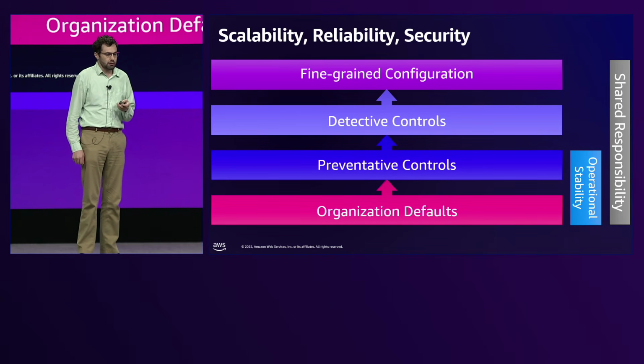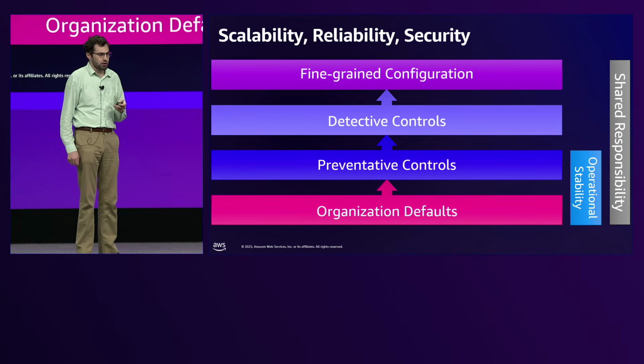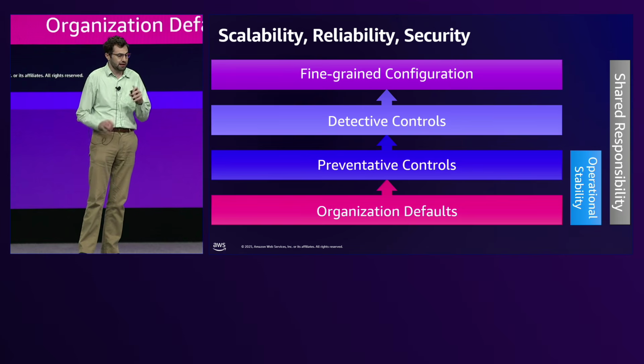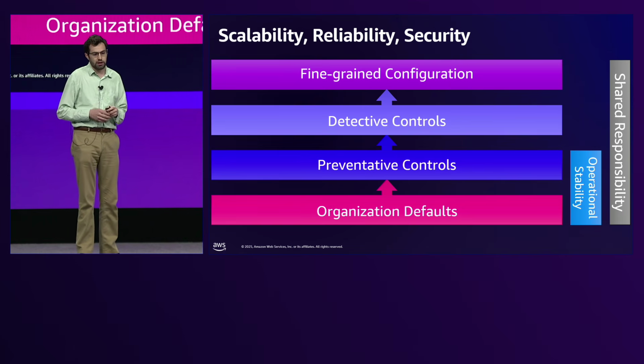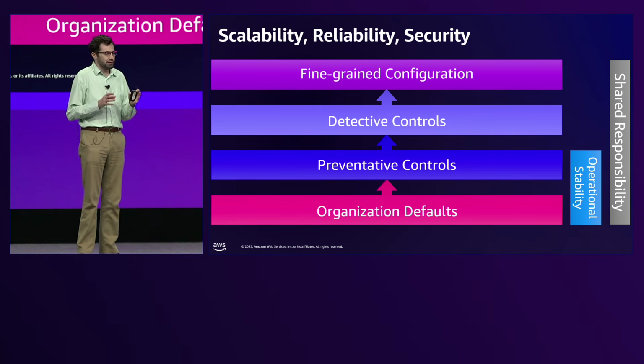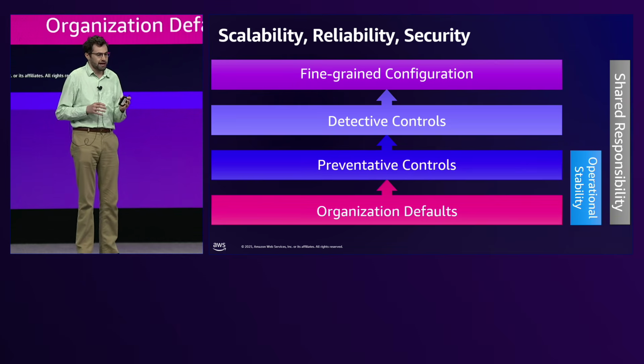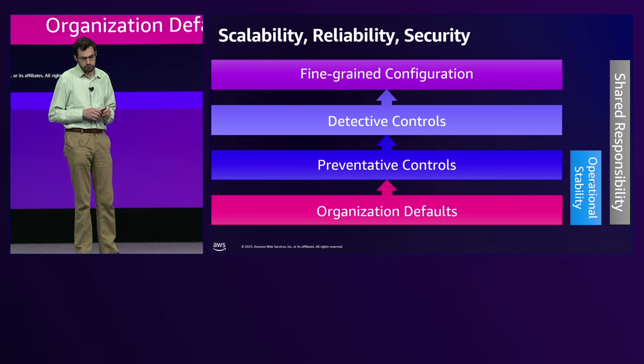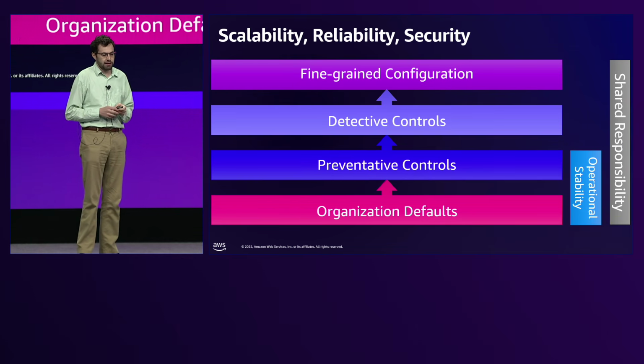So from an operational stability perspective, we look at these organizational defaults and preventative controls, the things that can potentially break things when deployed. And everything we do in this space needs to be scalable to the number of accounts and engineers that we're supporting. These have the largest blast radius and therefore require the largest amount of change control.